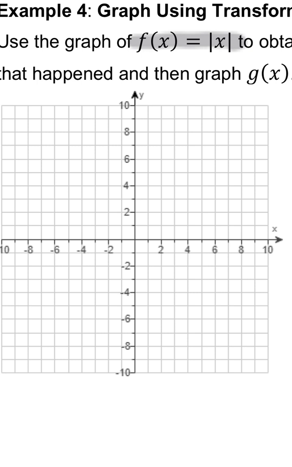All right, -3, 3, -2, 2, -1, 1, 0, 0, 1, 1, 2, 2, and 3, 3. So absolute value is always that V. All right, and then our new set of points: 9, 1, 2, 3, 4, 5; 6, 4; 3, 3; 0, 2; -3, 3; -6, 4; -9, 5.